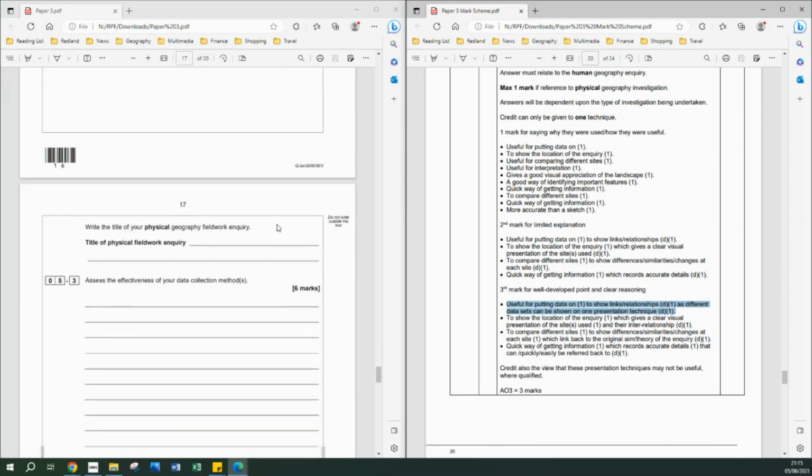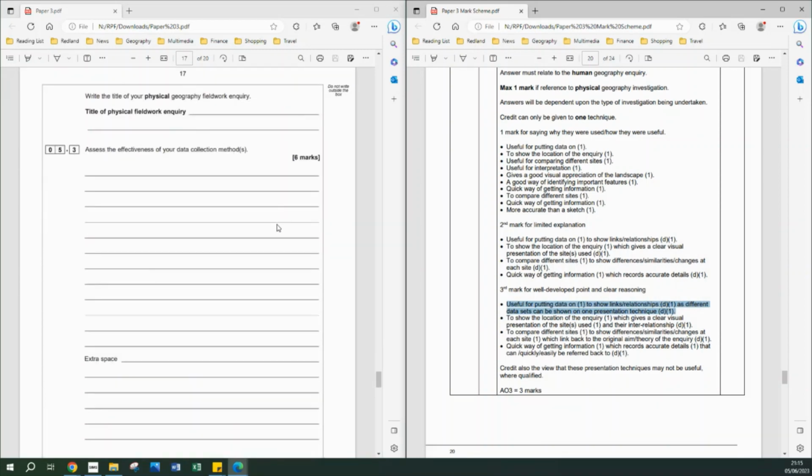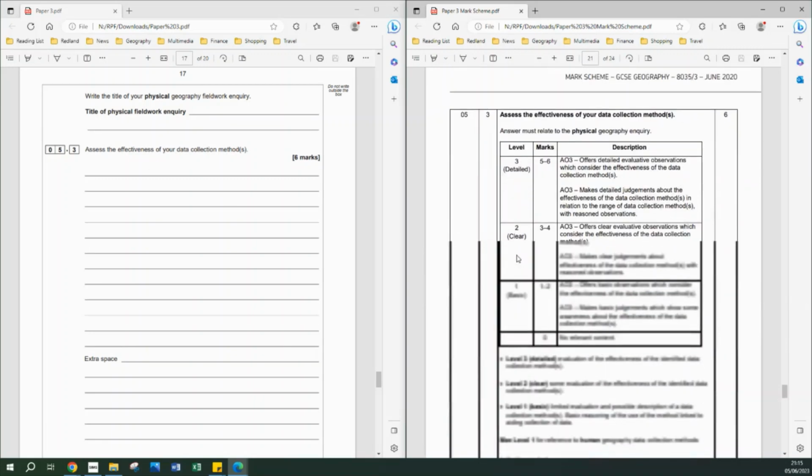Okay, you then have a 6 mark question here. Write title of physical geography fieldwork inquiry. We were looking at whether the Nant Phillip River in Margam Park fit the Bradshaw model, and the current year 10s looked at whether the Hazel Brook would fit the Bradshaw model. It's always usually about the Bradshaw model. Assess the effectiveness of your data collection methods. In this case, assess means you have to look at both sides, pros and cons. It means effectiveness, whether they work.